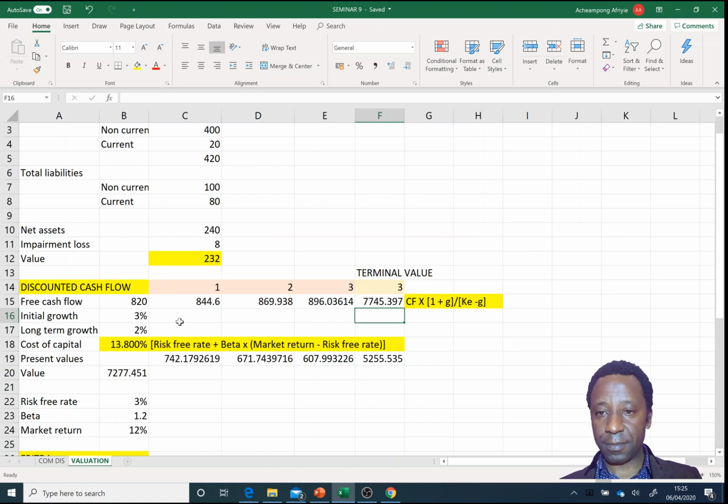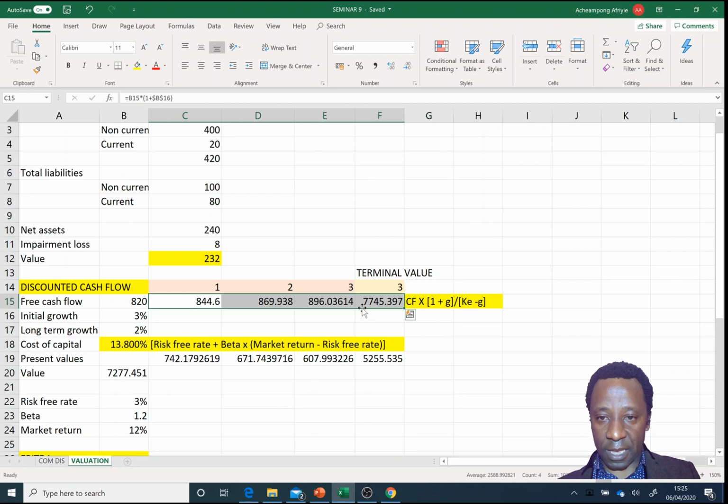So we've got our free cash flows here. We've got our future free cash flows. Let's give them a new color of green, maybe. But this is 1 year away, 2 years, 3 years. And remember, this starts from the end of year 3 to forever.